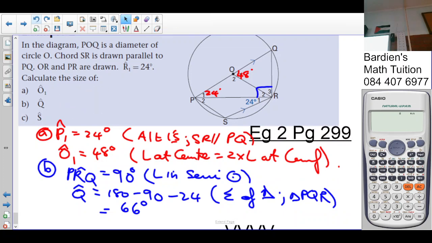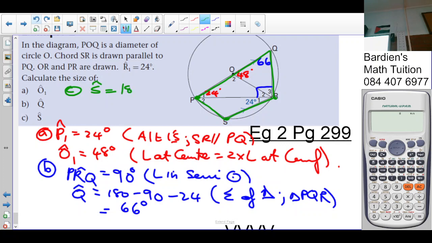And the last question we are asked to calculate is S. This is 66 here, before I forget. Now you're going to calculate S from the theorem that we just had, opposite angles of a cyclic quad are supplementary. Can you see that? The 4 points are touching the circumference of the circle, therefore cyclic quad. So angle S is equal to 180 minus 66, which is 144. And the reason there, opposite angles of a cyclic quad.